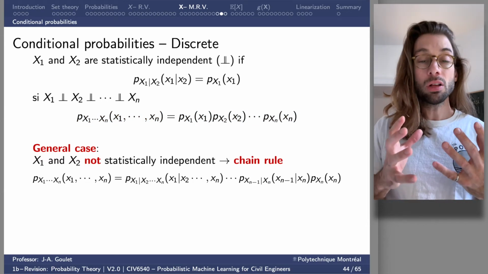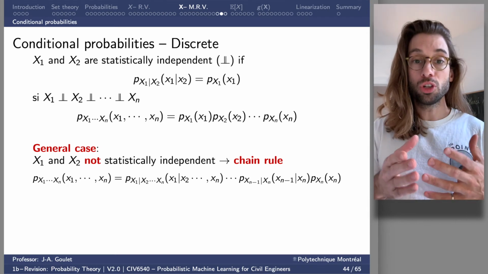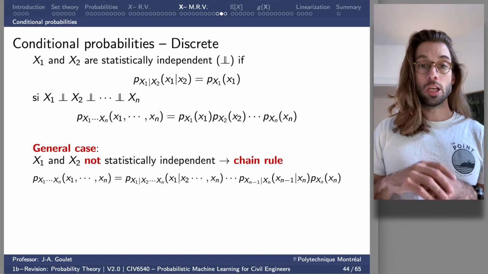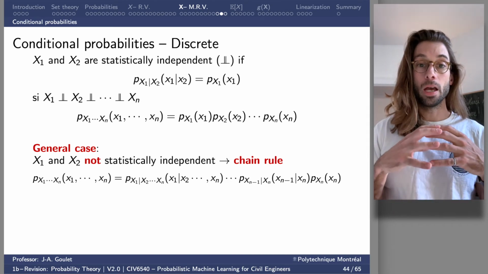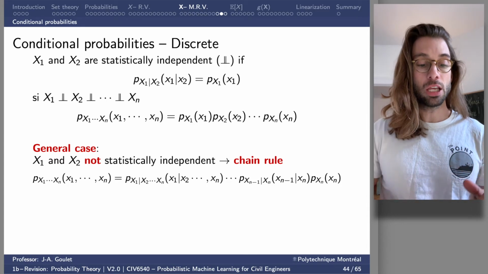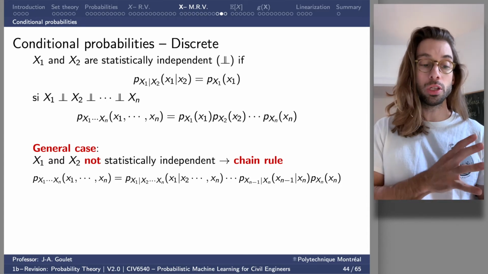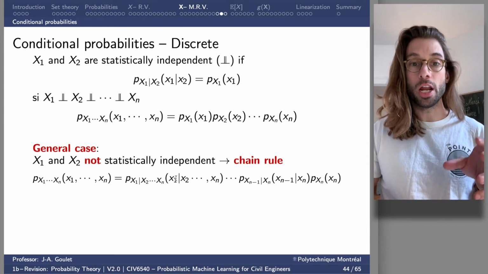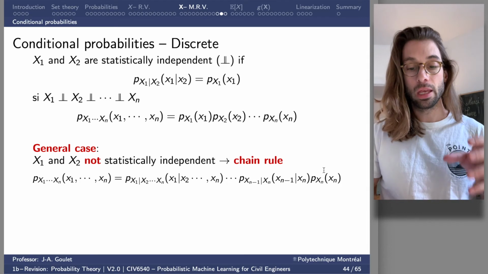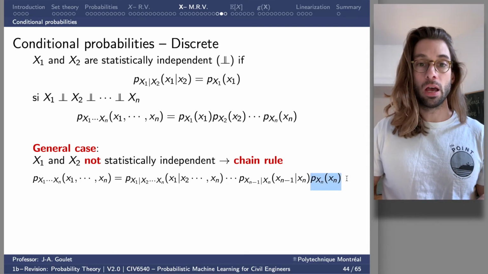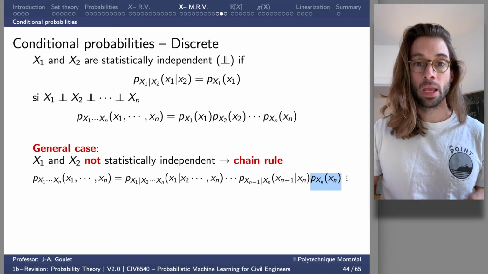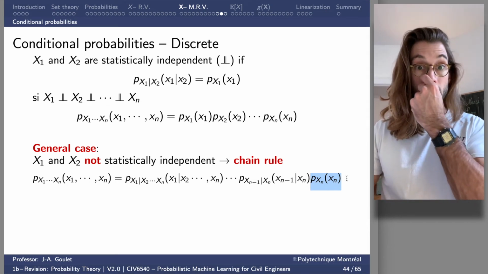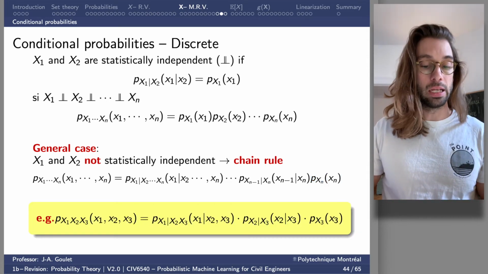In the general case, the random variables you're going to consider for a machine learning model are most likely not going to be statistically independent. So if you want to build the joint PMF in the general case, you're going to use the chain rule we saw earlier, meaning you build that joint from the product of n-1 conditional PMFs and one marginal PMF, or probability mass function. Keep in mind that no matter the order in which you create these conditionals, you will obtain the same result at the end.